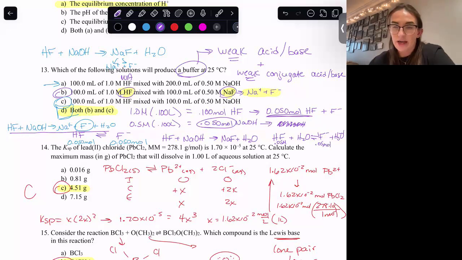So do we have a weak acid and its weak conjugate base present in C? Yes, we do. So that means that C will produce a buffer. We still have both of those components available to us for it to buffer. And so that will create a buffer. So D is your correct answer because both B and C will produce a buffer.